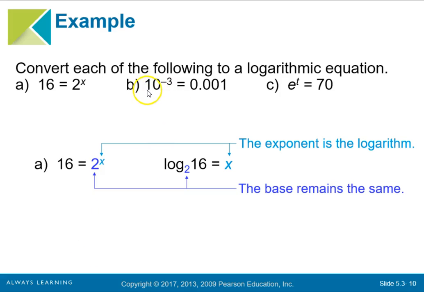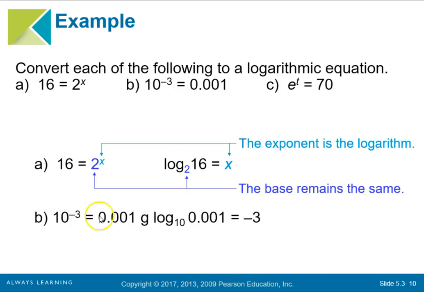This one is 10 to the negative 3 equals 0.001, which is tens, hundreds, thousandths. So in this case, we're going to have an exponent of negative 3 on this side, and then we'll have the log base 10 of this number, the 0.001. So this gives us log base 10 of 0.001, and then negative 3. That's our exponent on that.